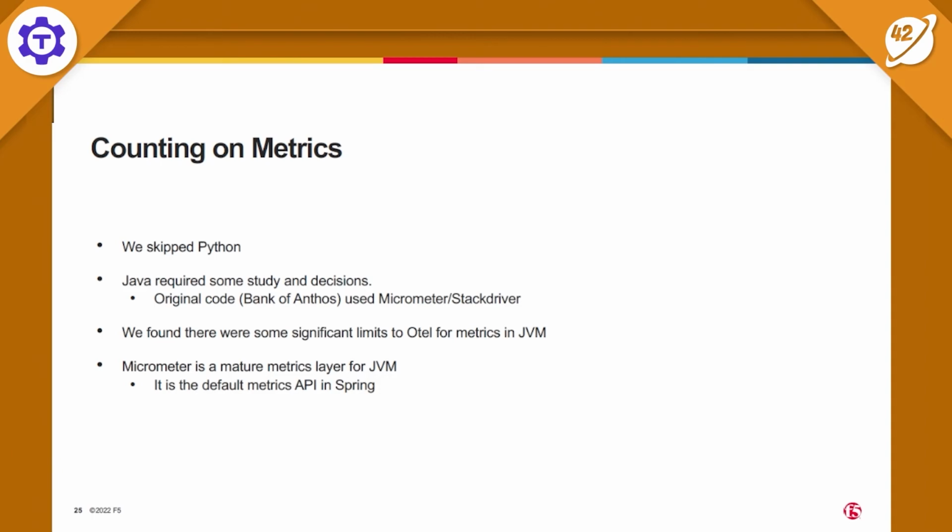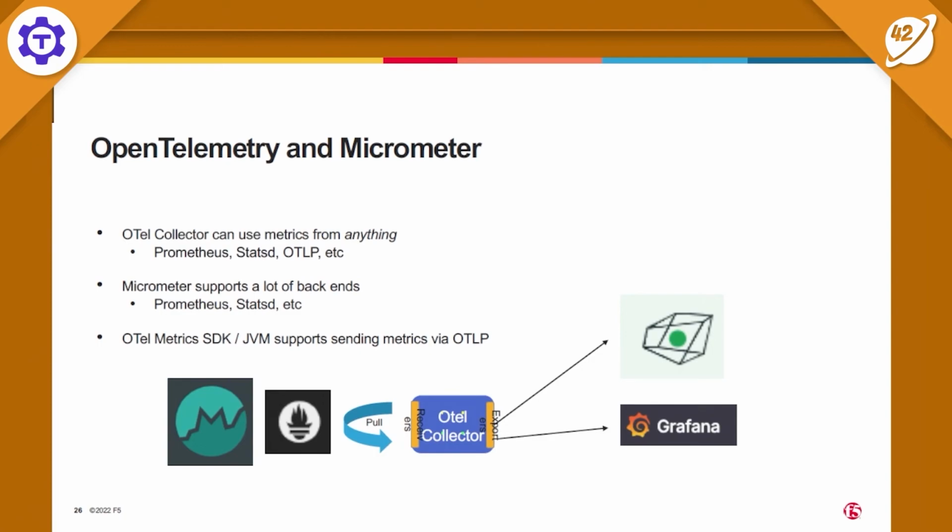Well, the nice thing was that OpenTelemetry and Micrometer together were not a blocking factor. If you remember back, the OpenTelemetry Collector can use metrics from anything. It can pull them from Prometheus, StatsD, it can pull them from OpenTelemetry's line protocol, OTLP. It can pull pretty much anything. And that's the strength of the collector, the ability to collect the various data, process it, and export it.